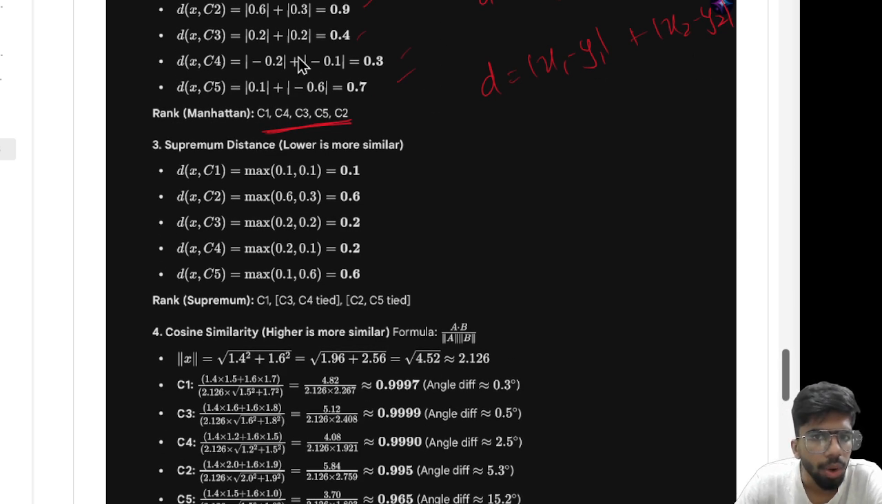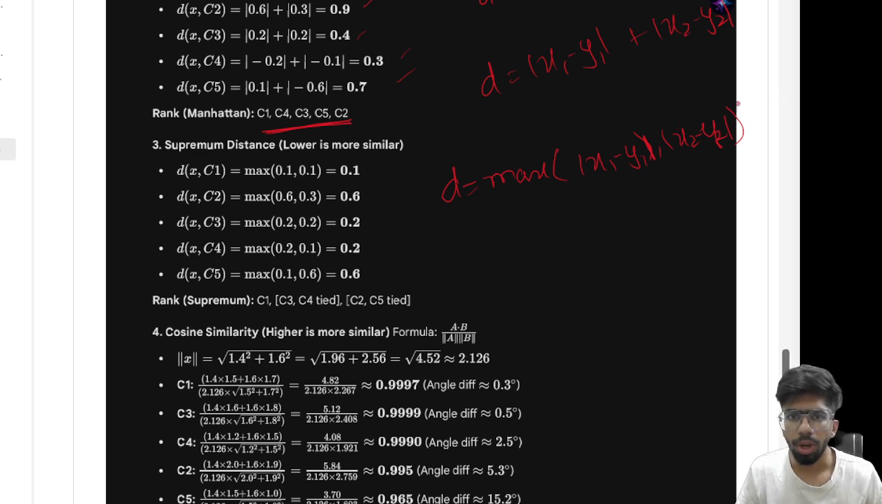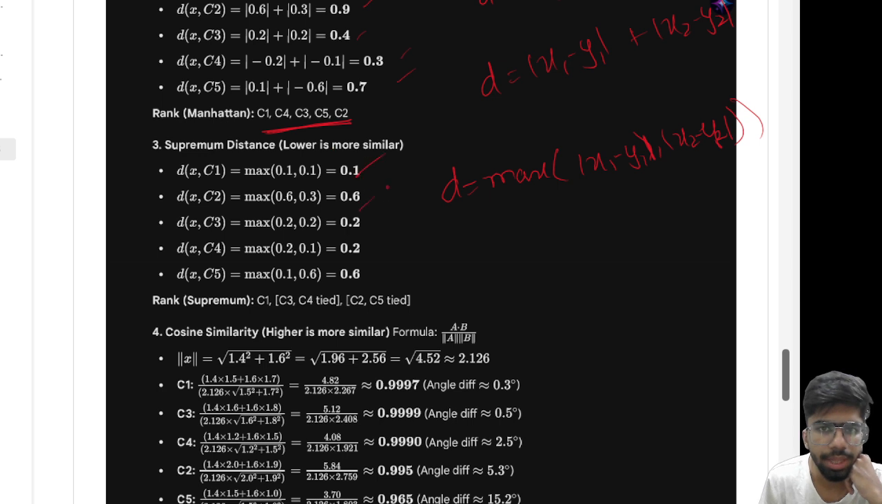So now calculating the supremum distance. The formula for that is d equal to max of |x1 minus y1| comma |x2 minus y2|. Okay, so after calculating our distances we'll get this, this and this, and after calculating the rank we see that C1 is highest, C3 and C4 are tied, and C2 and C5 are tied.